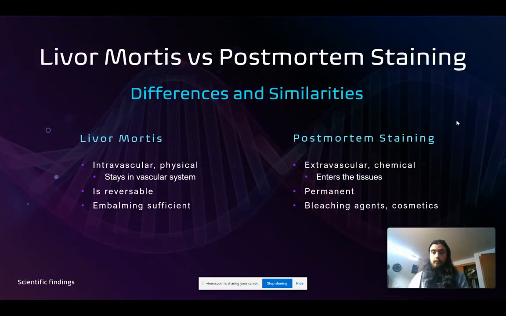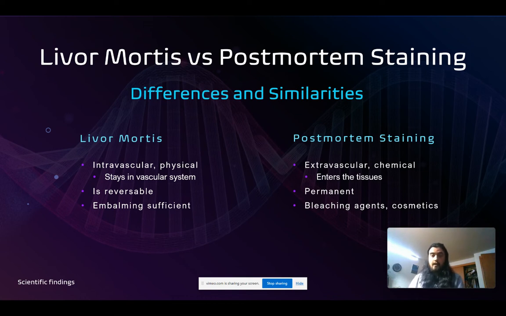So when we talk about postmortem staining, a lot of times livor mortis is compared and contrasted, along with similarities and differences. These two things are very similar. They're two different types of staining and two different parts of the staining process. So we'll just briefly go over those differences here. Livor mortis is the second step, as we've discussed, in the staining process, and it's intravascular.